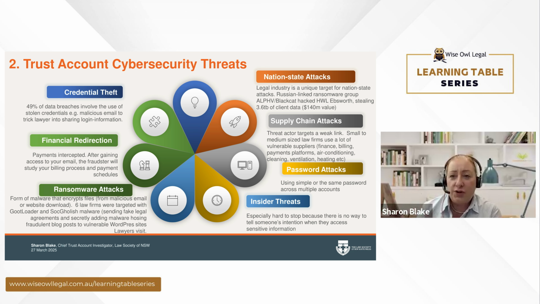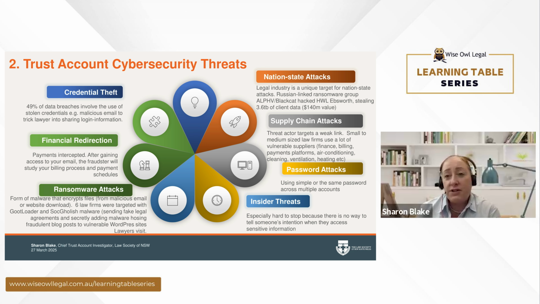How well do you understand the threat landscape? Now, I've written this from a trust account perspective, but it is equally applicable to your law practice generally. Cyber attacks take many different forms, but it's important to remember that fraudsters will always have a specific outcome in mind, and it is important that you understand the threat and know where your vulnerabilities lie.